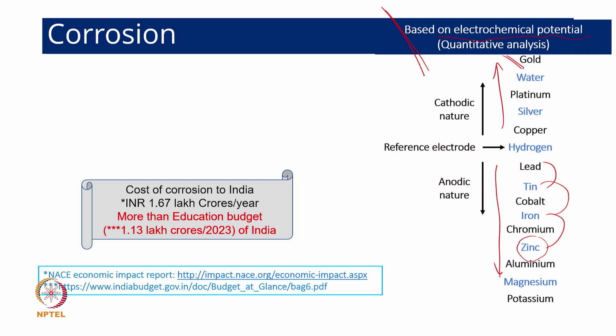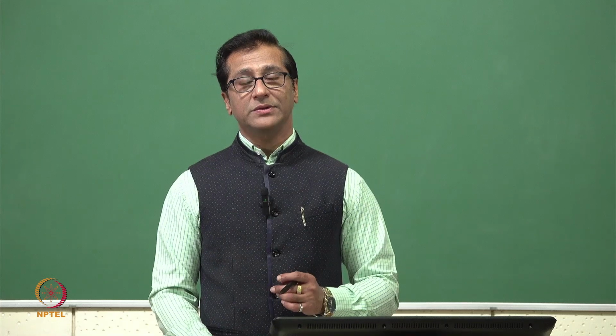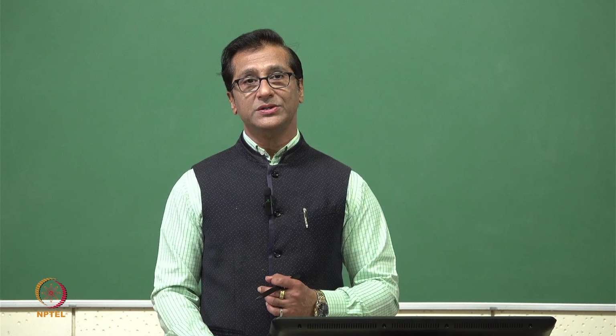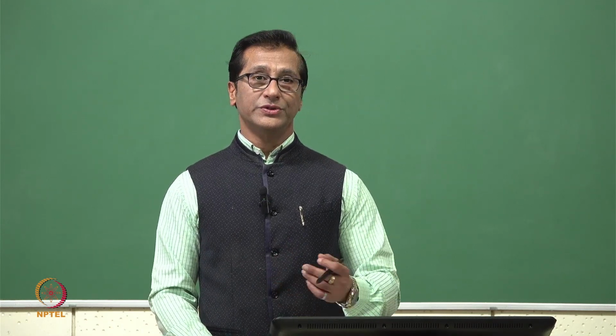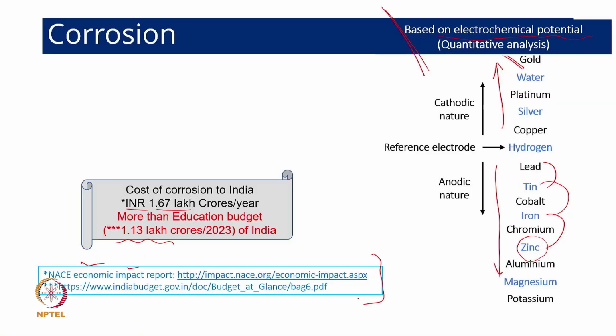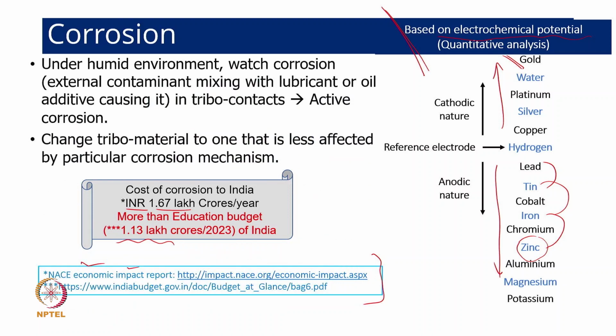And then there is an economic impact report, which says that corrosion in India costs around 1.67 lakh crore per year, which is much more than the budget for our education. The Indian education budget was something like 1.13 lakh crore in 2023, while the corrosion cost was almost 1.67 lakh crore, which is more. These are available in the literature, and I just picked them up to emphasize that these are very important aspects.